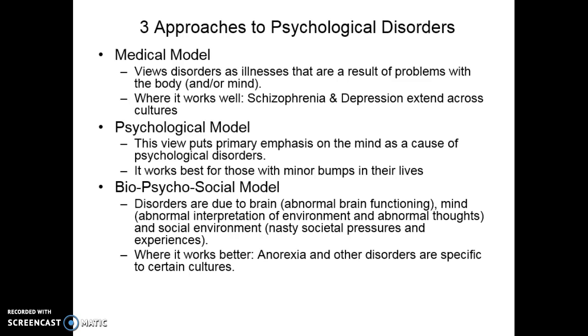This is basically showing that we can take a look at disorders from 3 different vantage points. Either saying that there's something with the body that is causing an illness, which would be the medical model. The psychological model is saying that there's something going on with our mind, and the mind is causing the symptoms to come up. Or that it's due to the brain, the mind, and the social environment, and those 3 things coming together to produce the different symptoms of the disorder. So take a look at that. If you have any questions on that, certainly let me know.